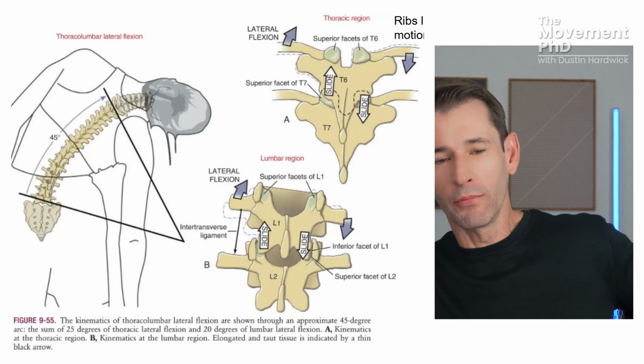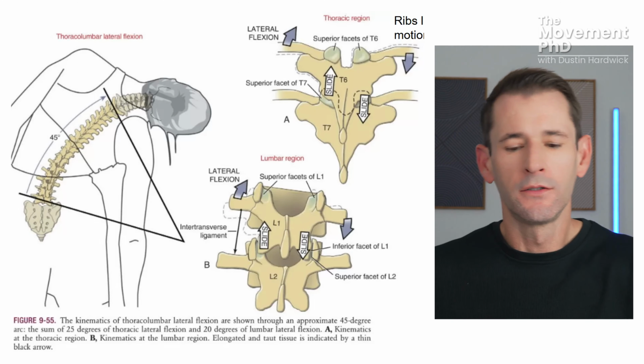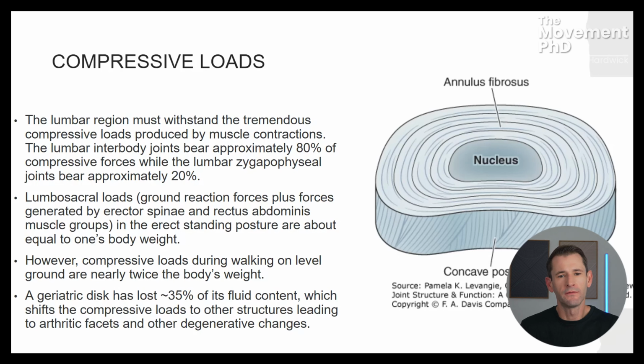So it's going to be our obliques and our QL on the left side if I'm laterally flexing to my right. Let's talk about the compressive forces that go through that lumbar spine. About 80% of our body weight, those ground reaction forces, the weight of our head, arms, and trunk, go through the vertebral bodies and that intervertebral disc.